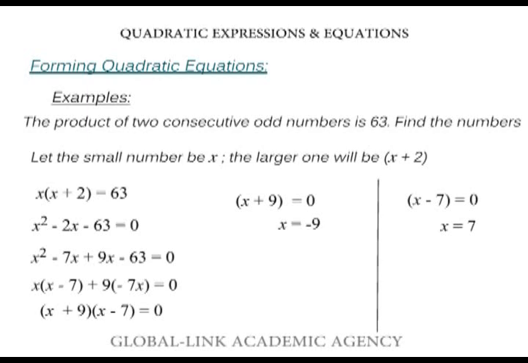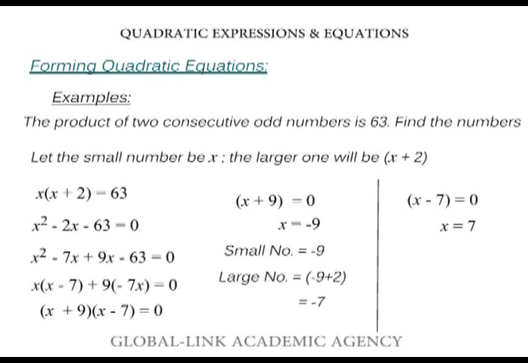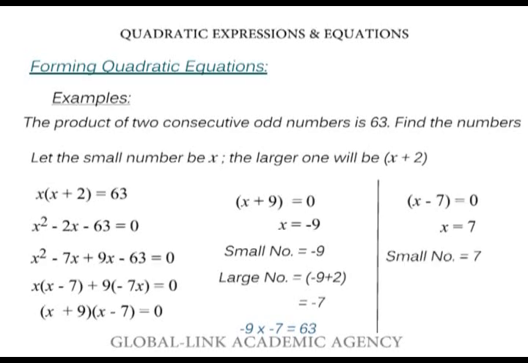If x is minus 9, the smaller number is minus 9 and the larger number is minus 9 plus 2, which is minus 7. Minus 7 times minus 9 is 63, which is correct. Again, if x is 7, the smaller number is 7 and the larger number is 7 plus 2, which is 9. 7 times 9 is 63. Again, it is true. The numbers are either 7 and 9 or minus 7 and minus 9.